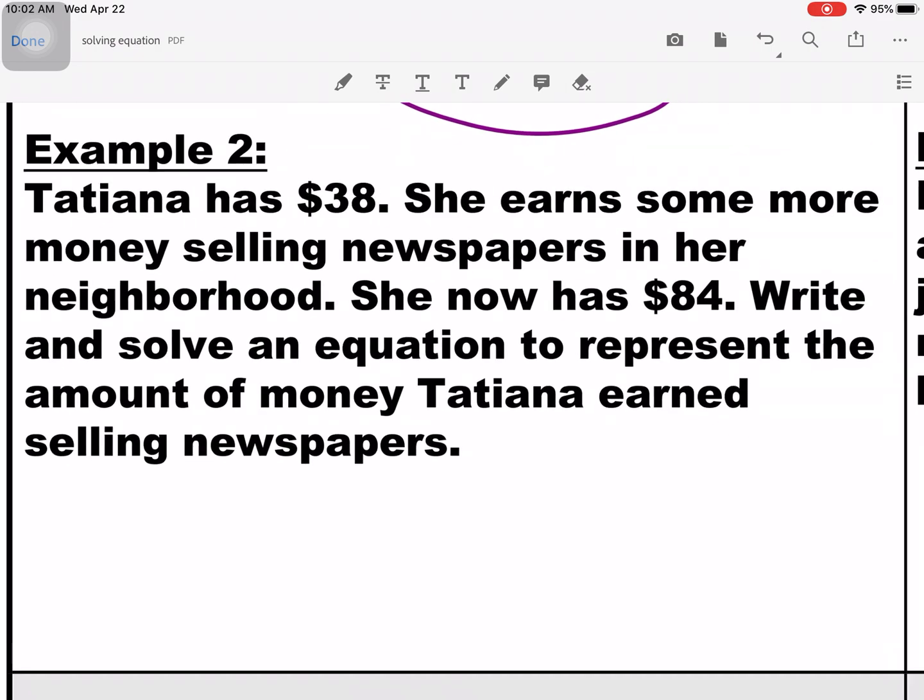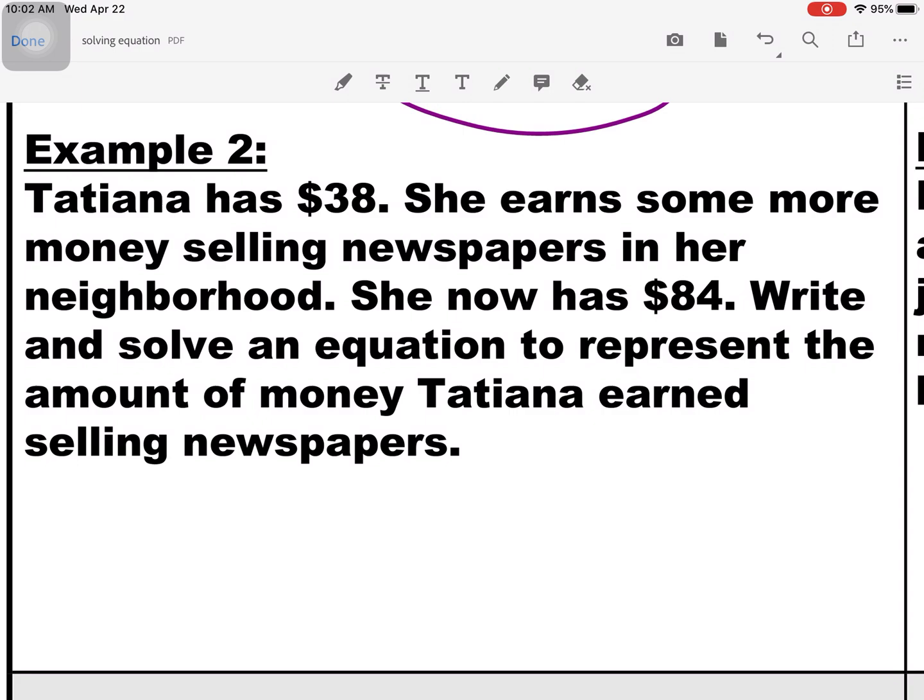So now when we have a word problem, the first thing you do, of course, is read your word problem. So let's read it. It says Tatiana has $38. She earned some more money selling newspapers in her neighborhood. She now has $84. Write and solve an equation to represent the amount of money Tatiana earned selling newspapers. Now, if I just wanted an answer and I did not have to write an equation, I know that I would do 84 minus 38 to find out how much money she earns. But since I have to write an equation, I use the inverse operation. So my equation is going to be an addition equation.